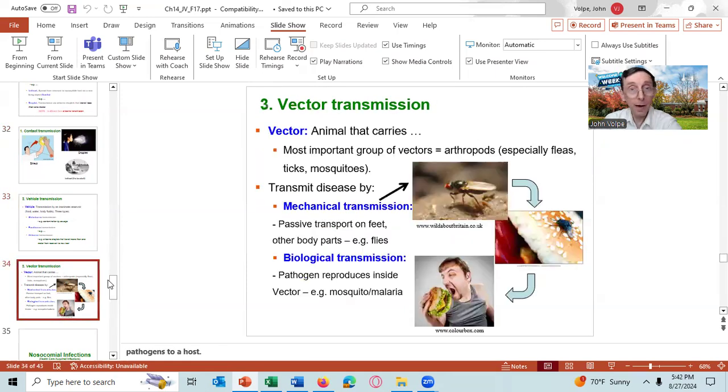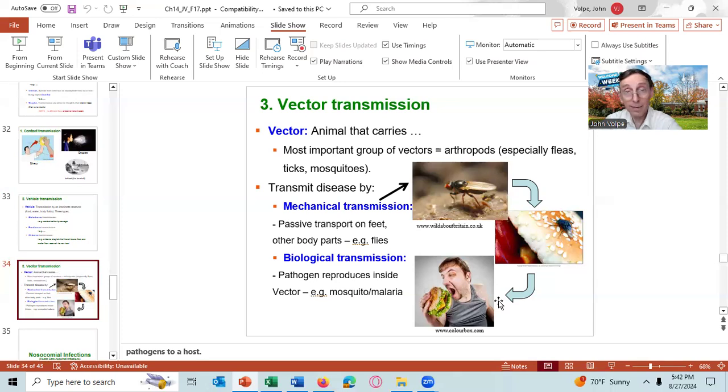All right, let's go on to vector transmission. Vector is where an animal carries the disease to the susceptible host. The most important group of vectors are the biting arthropods, especially fleas, ticks, mosquitoes. Transmission can happen in 2 ways. They can be mechanical transmission, like the fly here, picking up the disease-carrying organism passively on its feet. The fly then lands on the food, passively transmitting the disease to the food, and then the food is consumed by the susceptible host, picking up the disease-carrying organism. So the passive transport is considered mechanical transmission. Any question about that?